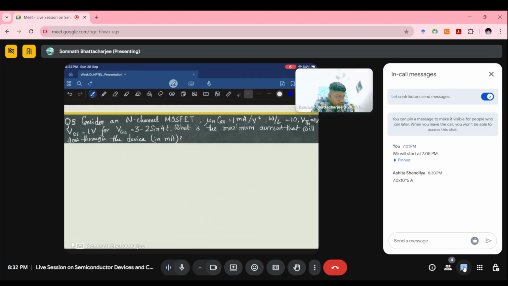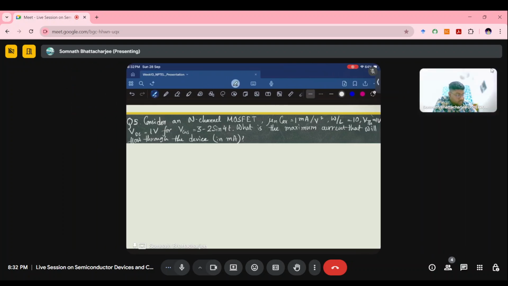So we have to find the value of maximum current flowing through the device in milliamperes, and we know that mu n Cox is 1 milliampere per volt square, W by L is 10, VTH is 1 volt, and VDS is 1 volt. And also we know this equation, VGS equals 3 minus 2 sine 4t. Everything is given, so it is another very easy one. Try to solve this.